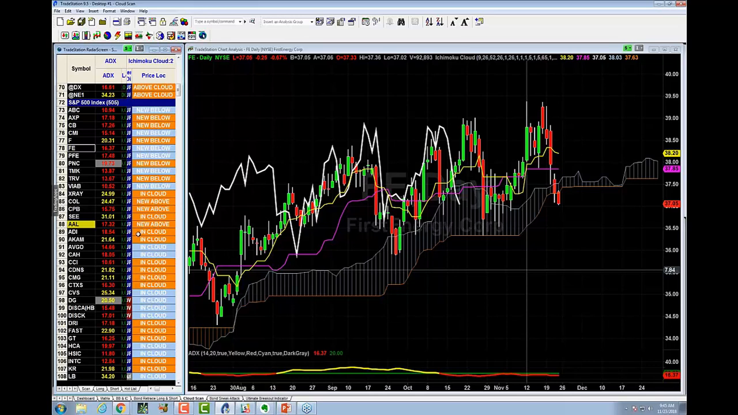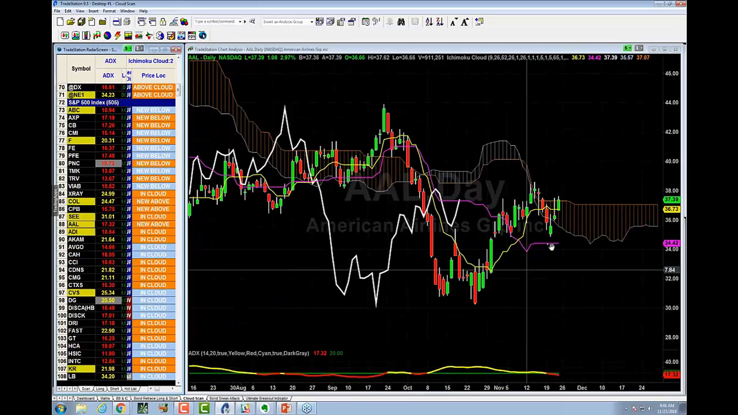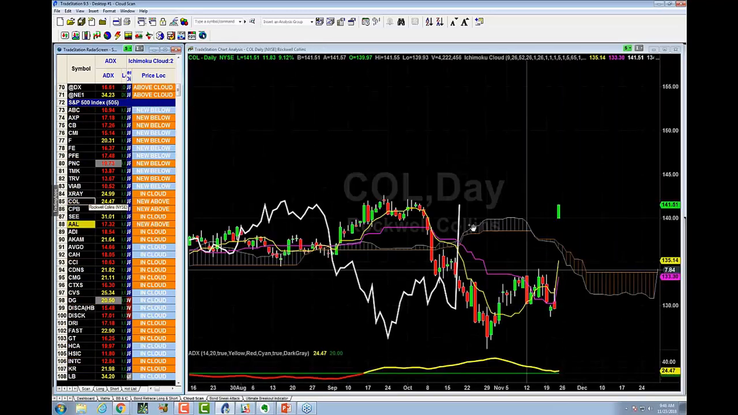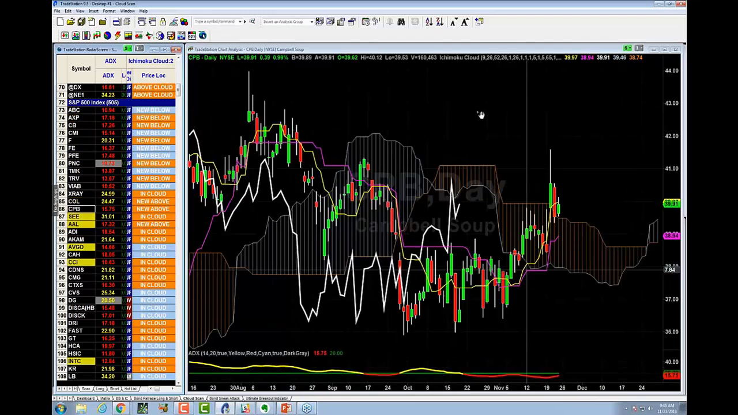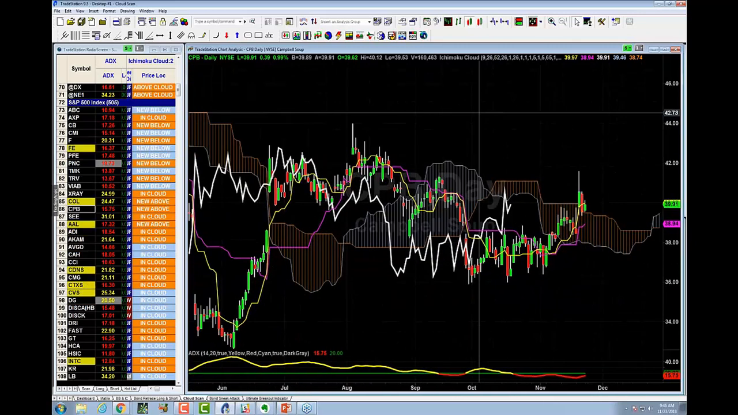All right, let's take a look at some of the new aboves here. We got one. There's new above. ALL, new above today, breaking away to the high side. COL, breaking away to the high side. And CPB, I wouldn't trade this one just because it looks a little sideways to me. But overall, that's the process that I go through in order to do that.